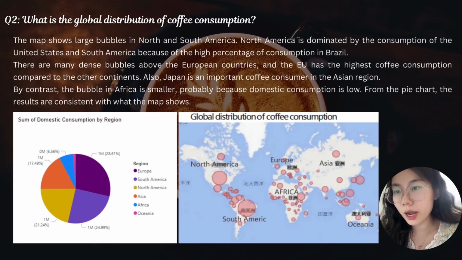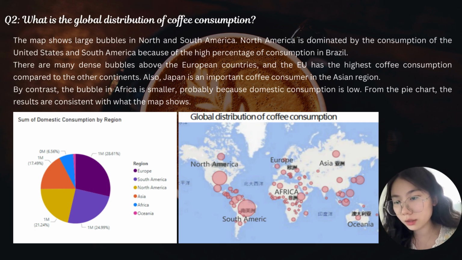Hello everyone, today I'll briefly talk about global coffee consumption. In North America, the United States dominates coffee consumption because of strong coffee culture and a large population. In South America, Brazil not only leads in coffee production but also in consumption. The map shows a dense bubble of coffee consumption in Europe, with the highest level of coffee consumption in the European Union, reflecting the coffee tradition. In Asia, Japan is an important coffee consumer, indicating the growing popularity of coffee in Japan. By contrast, the bubble in Africa is smaller, probably because domestic consumption is low.